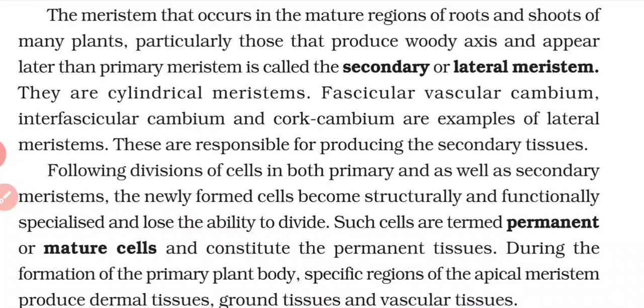Fascicular vascular cambium, interfascicular cambium and cork cambium are examples of lateral meristem, and these are responsible for producing the secondary tissues. So whatever secondary tissues are formed, they are the result of these secondary and lateral meristems.